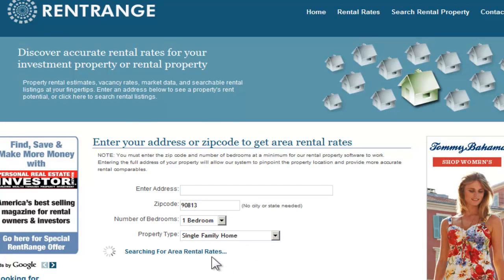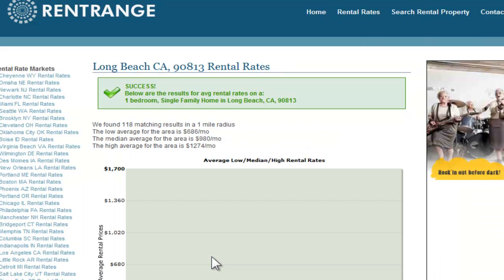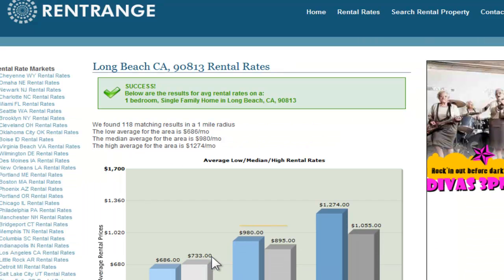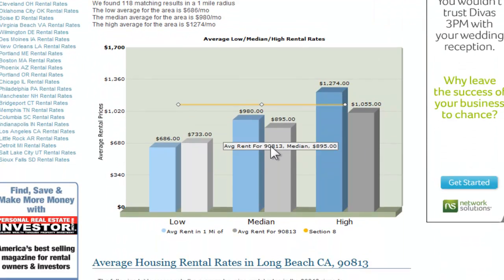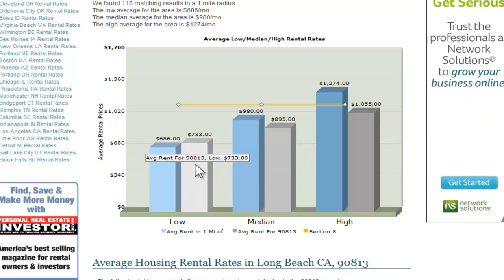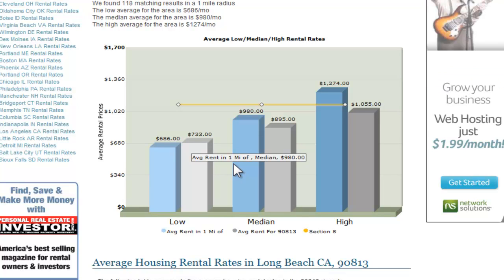And then I'll go and I'll put in the same zip code for a 1-bedroom, which on our subject property, the rents are $850 a month and $775. And so again, I get some comfort here that $850 is in the range of median and $775 is actually in the range of low. So if both of these were on the high side, it might make me nervous. This gives me some comfort that I've got some accurate information.